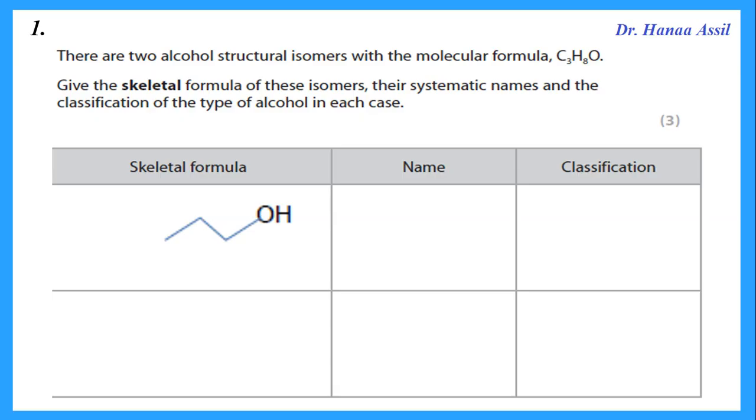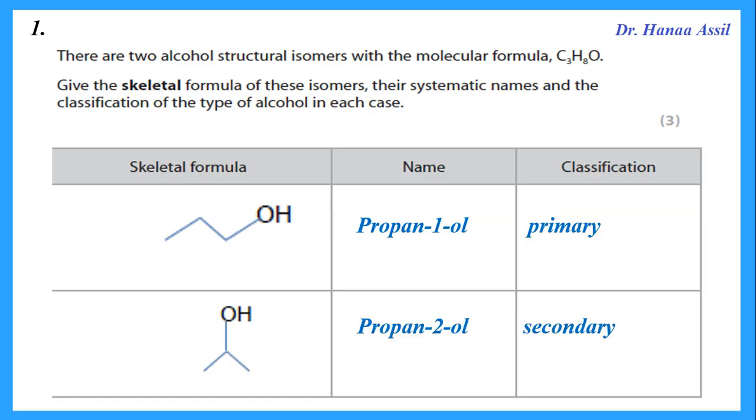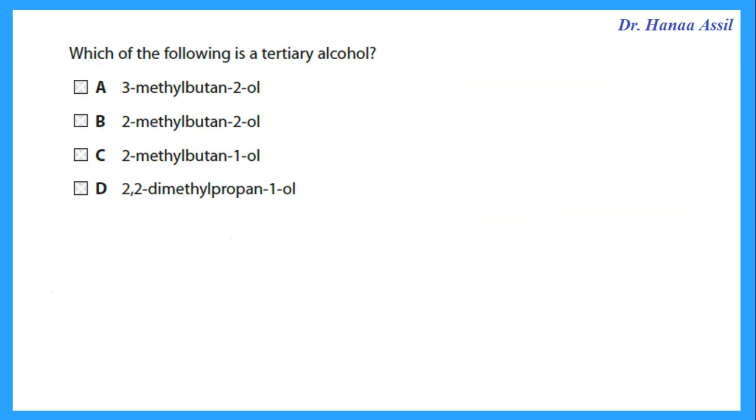How do we name this? This is 3 carbons, so it's prop. The OH is on one end. This is propan-1-ol. And this is a primary alcohol. Now, what is the other isomer? I can put the OH in the middle. So in that case, it's called propan-2-ol. Now that is a secondary alcohol.